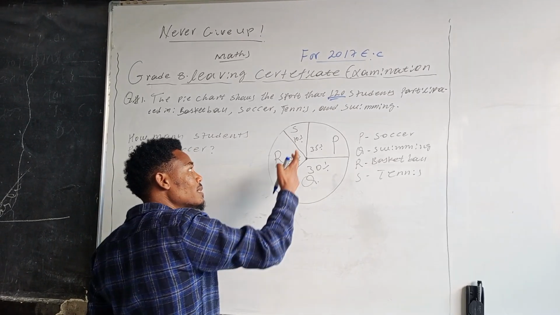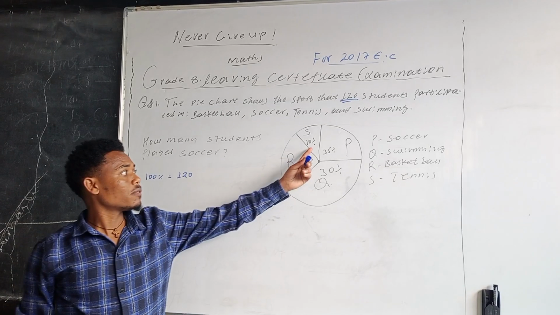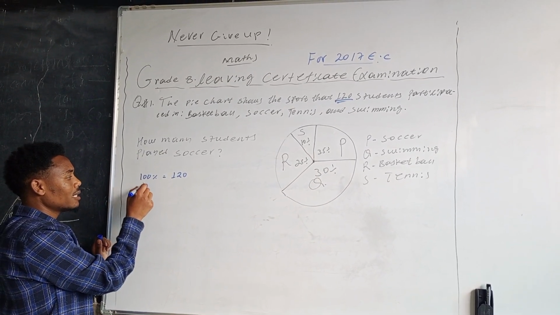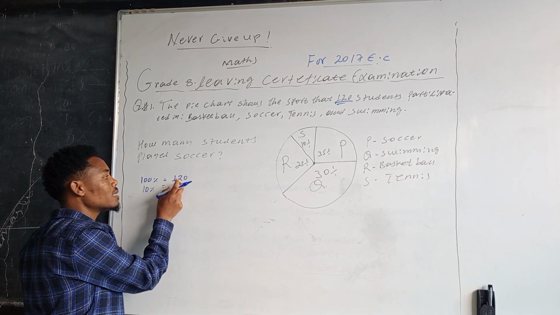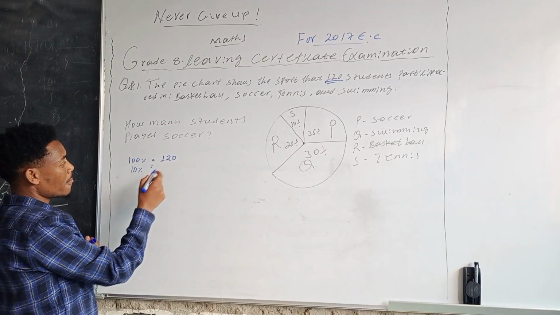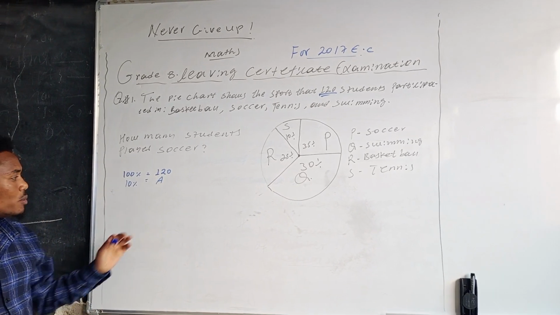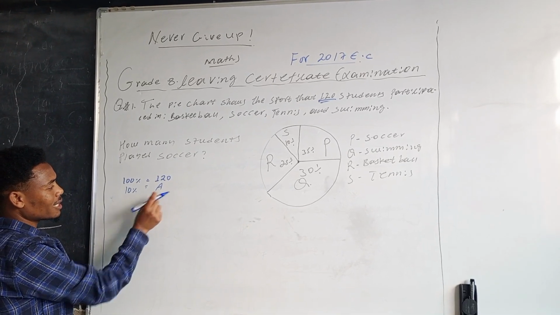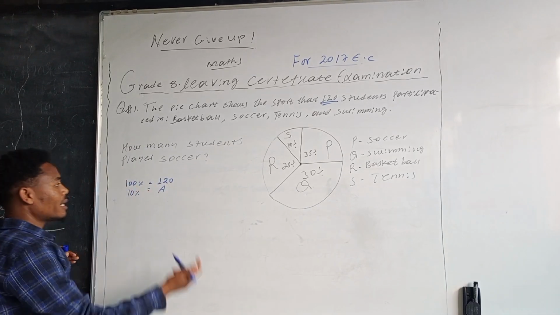The percentage given for tennis is 10%. So to find the number of students that played tennis, we write this 10%, and we find how many students out of 120 that is. Let us call this unknown value A.